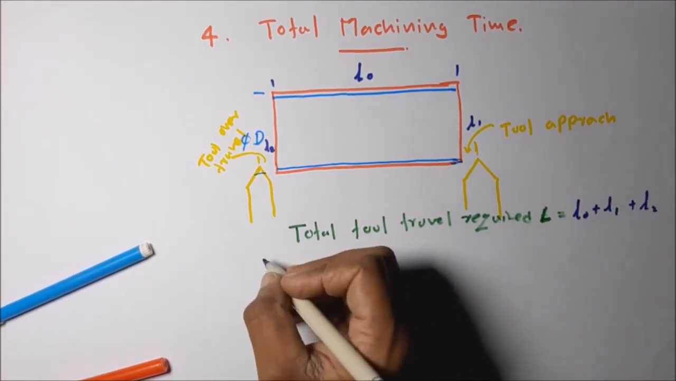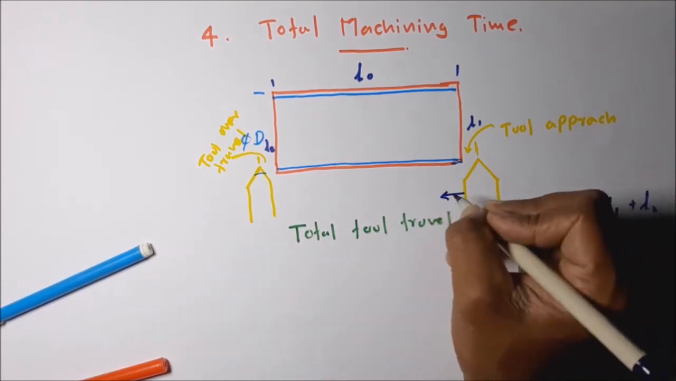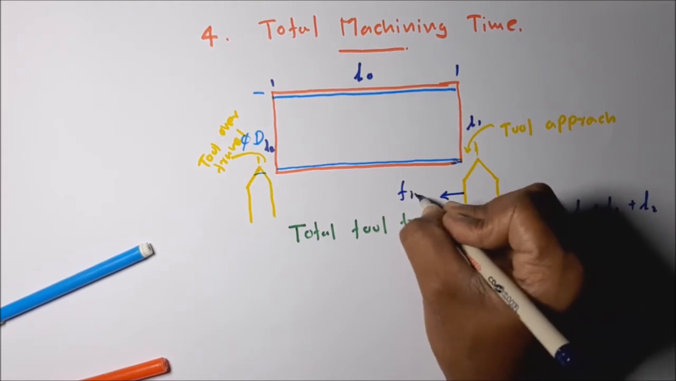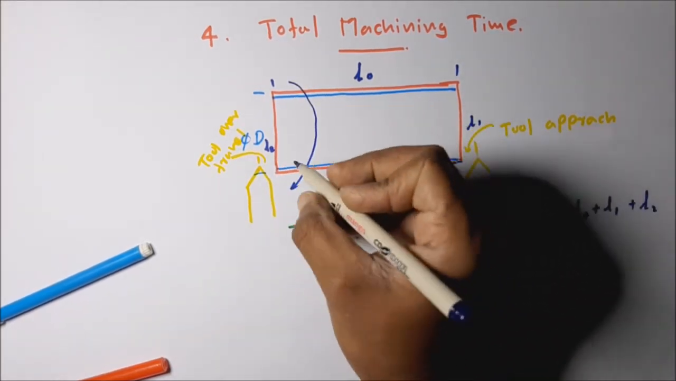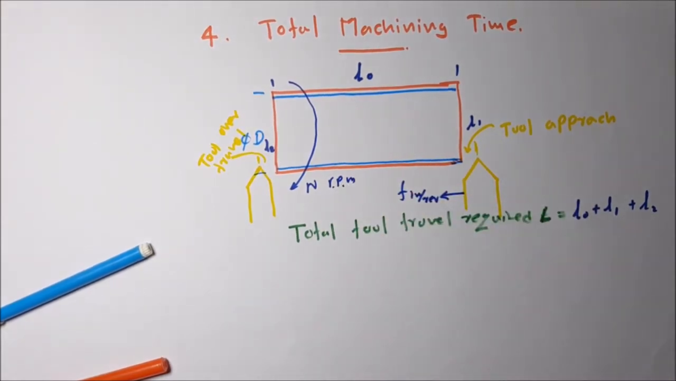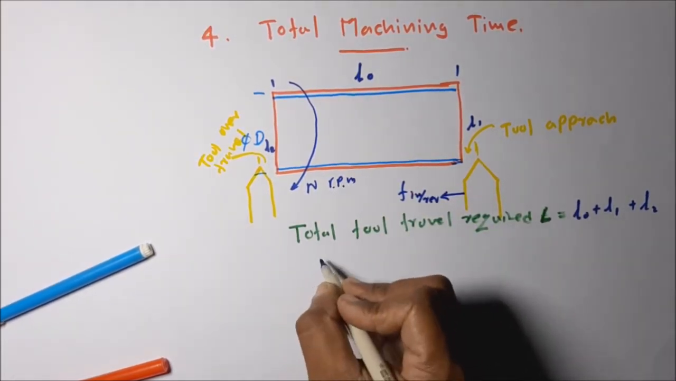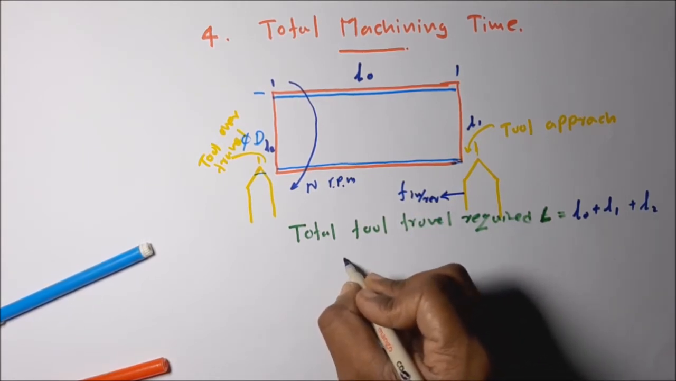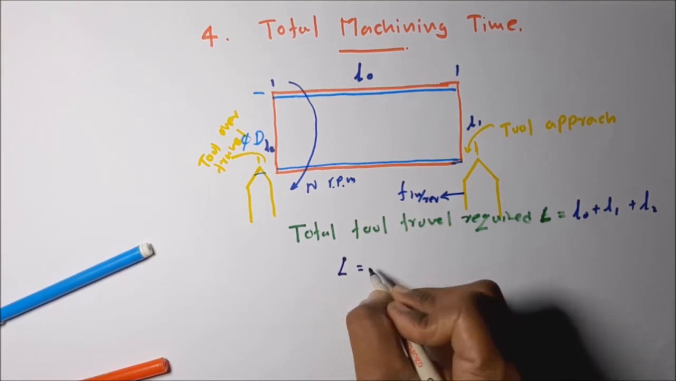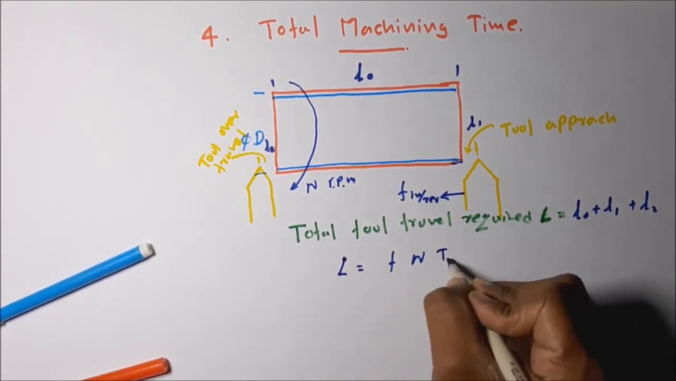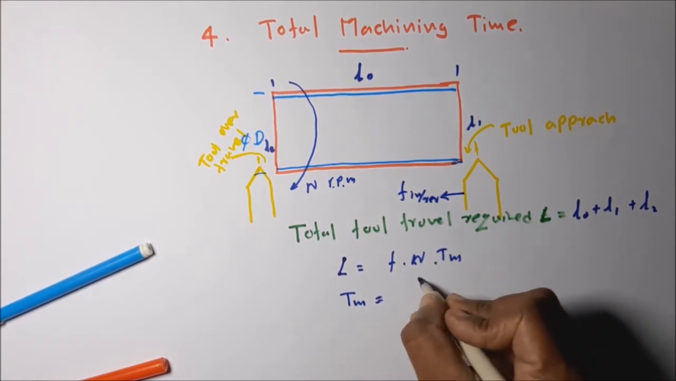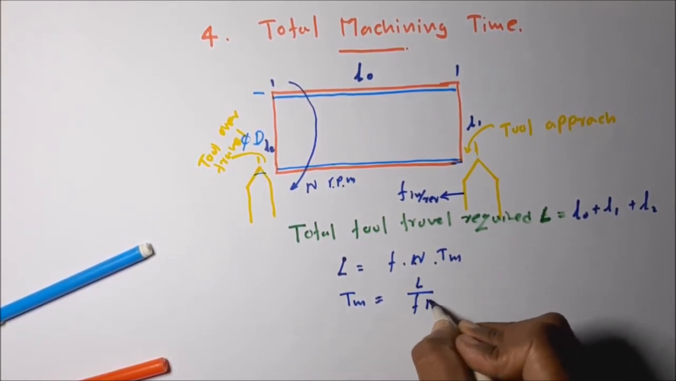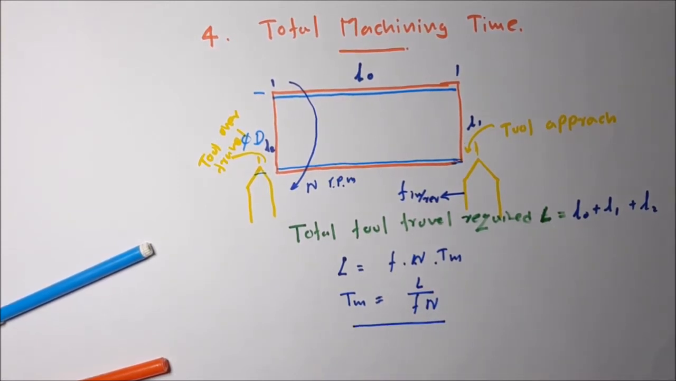Then how to calculate the machining time? If the feed rate is given as F inches per revolution, and let's take this workpiece is rotating with n rpm, then how to calculate the total machine time? Previously we obtained the equation relating L and the machine time. What is that? L is equal to F n tm. Then by making tm the subject, we get the equation tm equals L divided by F into N. This is how we are calculating the total machine time for a certain cut.